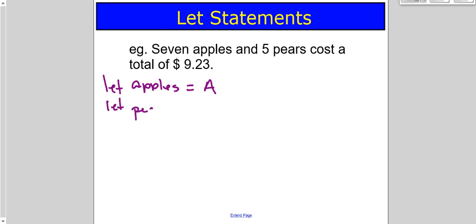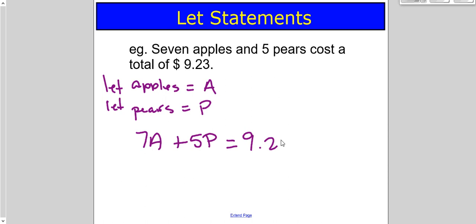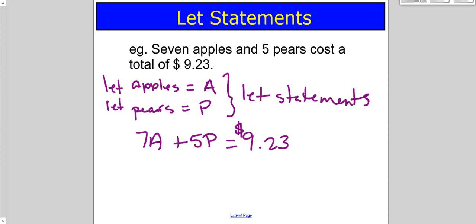And the other thing we're talking about is pears. I'm going to let a capital P represent pears. So if I was going to write an equation for this, I have 7 apples, so 7A plus 5P for 5 pears, and that equals a total cost of $9.23. So that is definitely a statement that represents this description, and these are what we call our let statements. It's just where you assign the variables so that whoever's reading your work knows exactly what you're talking about.